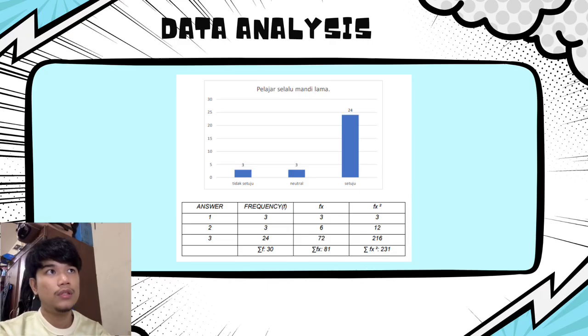So like you can see in the slide presentation, sum f is the total of the frequency, and sum fx, and sum fx power 2. So the total of frequency is 30, and the fx is 81, and fx power 2 is 231.